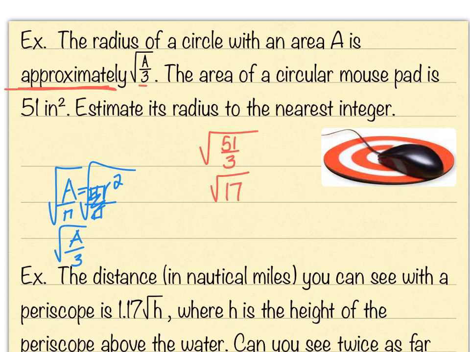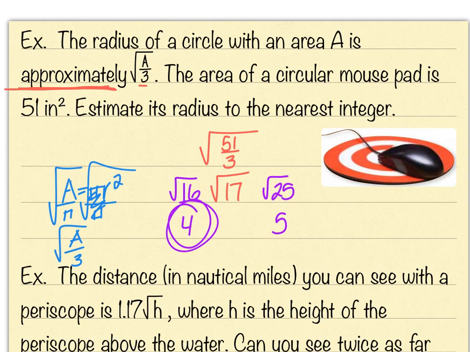And it wants us to approximate it to the nearest integer. So I know that square root of 17, and again, I'm just thinking my way through this, right? I know that's between the square root of 16 and the square root of 25. And I know 16 and 25 are both perfect squares. So it's between 4 and 5, much closer to 4 than what it is to 5.